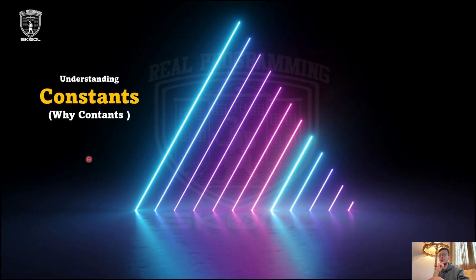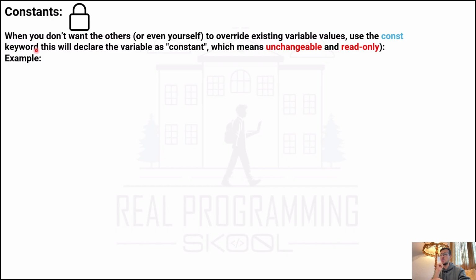And now we have constants. We said constants are variables, but they are read-only. So let us see how we can use constant variables. When you don't want others, or even yourself, to override existing variable values, use the const keyword. This will declare the variable as constant, which means unchangeable and read-only.